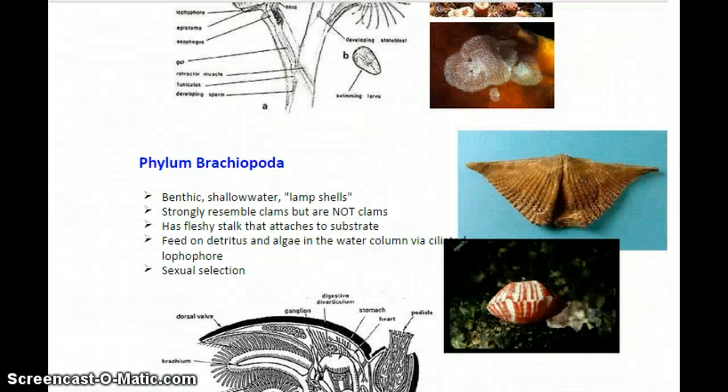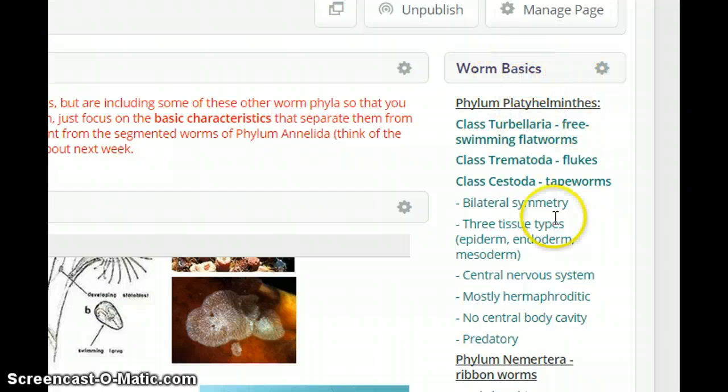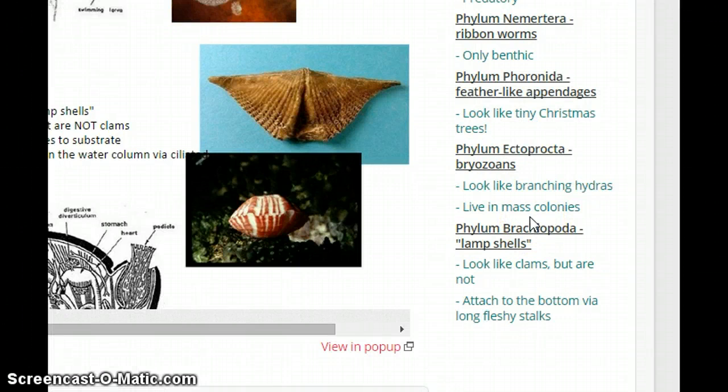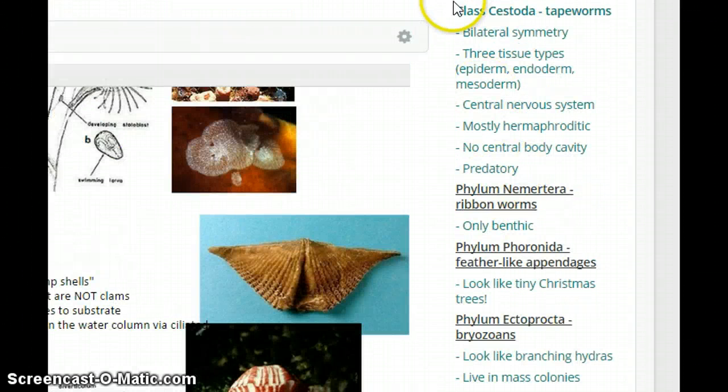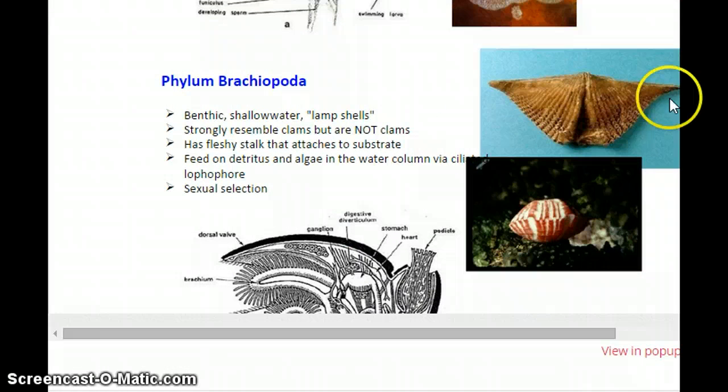And then just so you know, over on the other side of the page, I put here on the right side a long list of worm basics. Check that out just so you can kind of keep track of what the big characteristics are between them and how they are different. Okay, so that's all for this week's notes, and be working on the cladogram. I think a lot of these things will make more sense once you put them on the cladogram and see how they relate to each other.